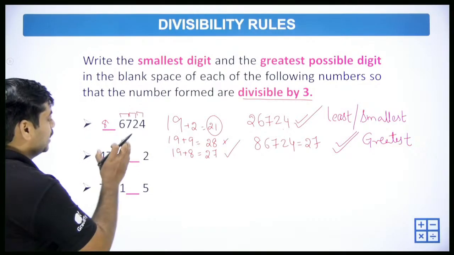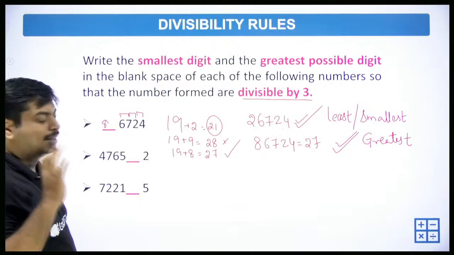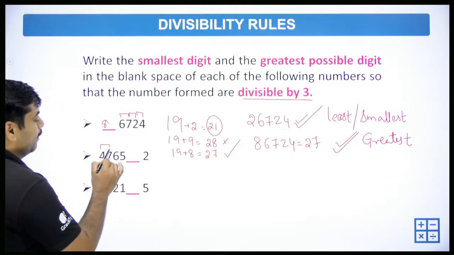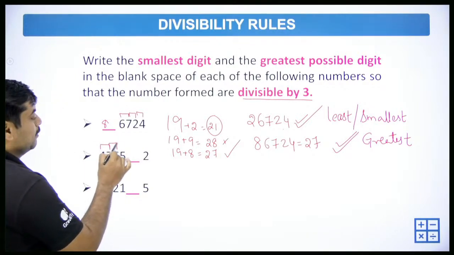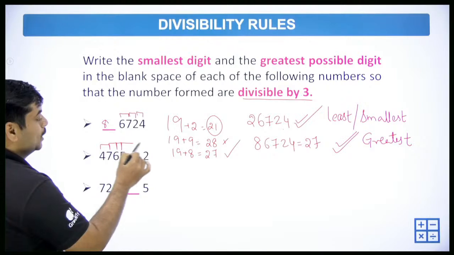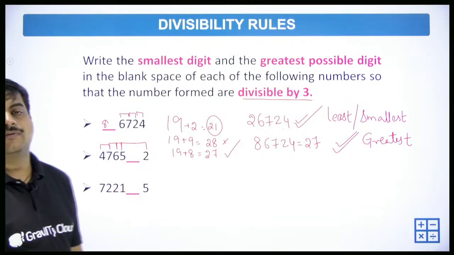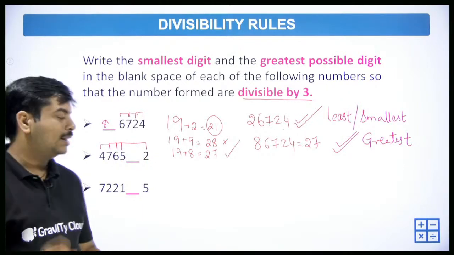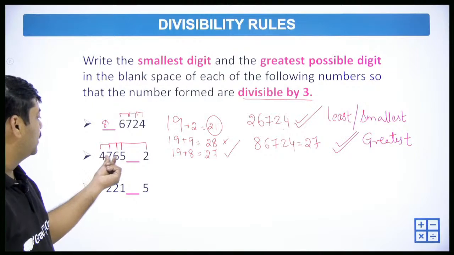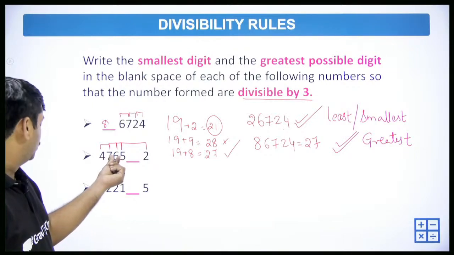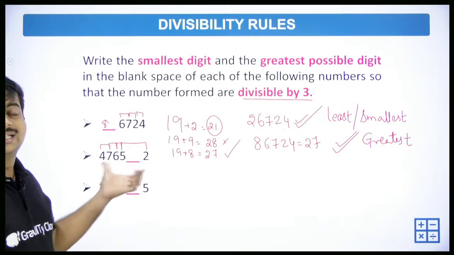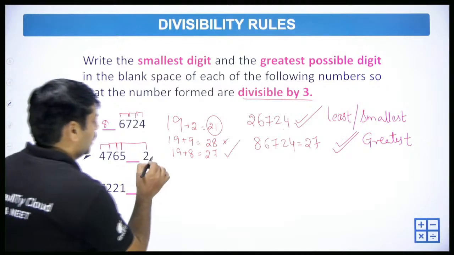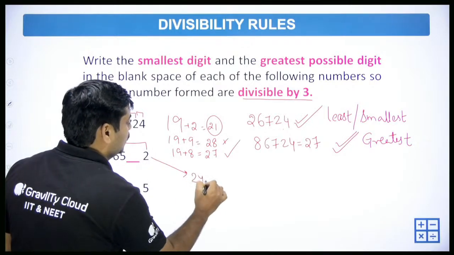In the same way, you can try to find these two. 4, 7, 6, 5, some number with 2. Just add the numbers. 4 plus 7, 11. 11 plus 6, 17. 17 plus 5, 22. 22 plus 2 is 24. Yes, it is exactly divisible by 3.